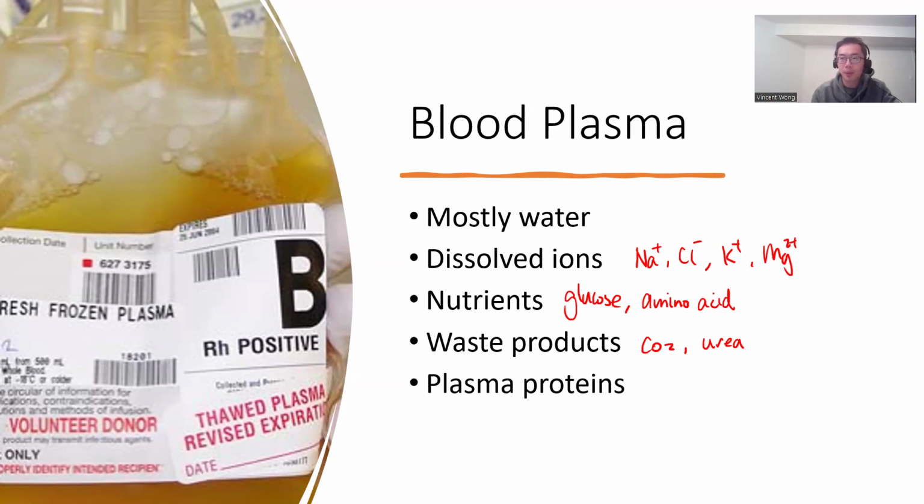And then there are a bunch of plasma proteins. You already know what proteins are. You learned that last semester from me, right? Proteins can be hormones, right? Communication between different parts of the body. You have proteins that help you fight infections. You have proteins that help you stop bleeding. All these proteins are dissolved in the plasma of the blood. So we call them plasma proteins.